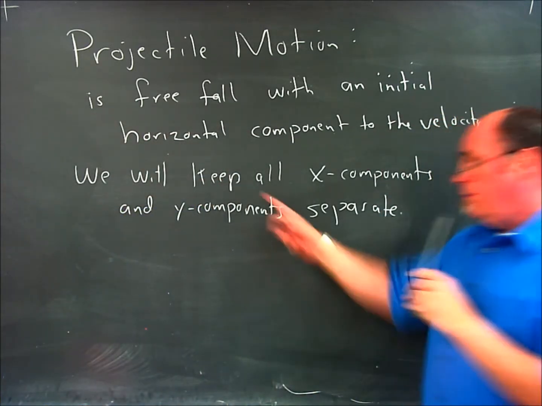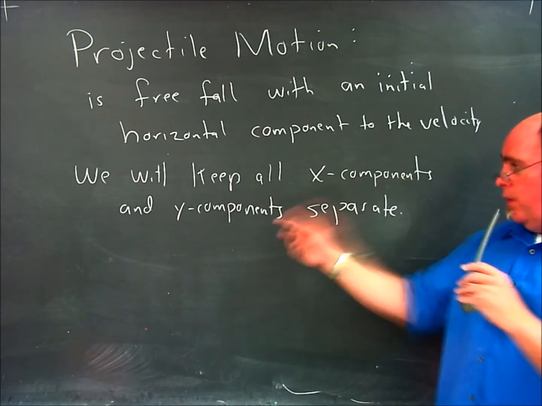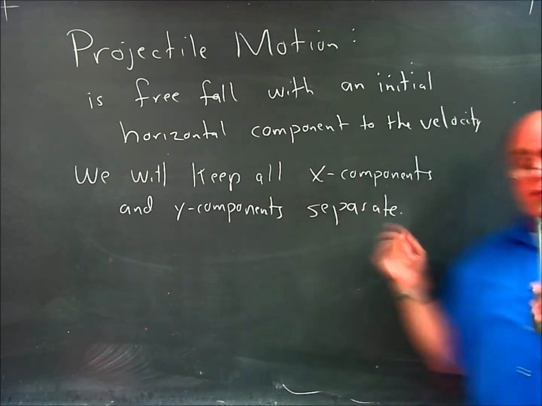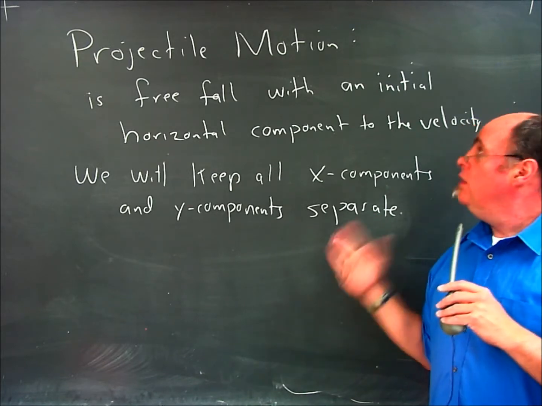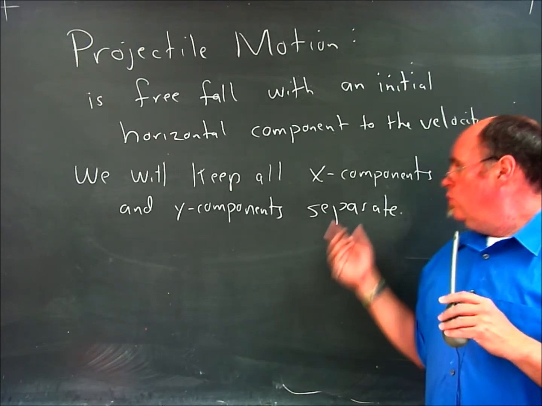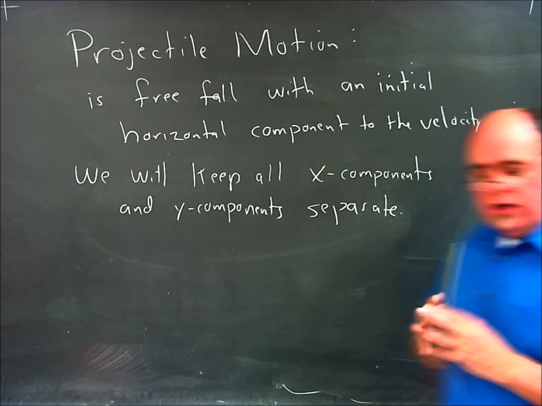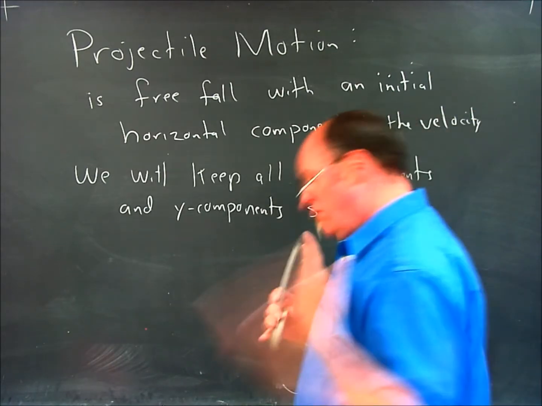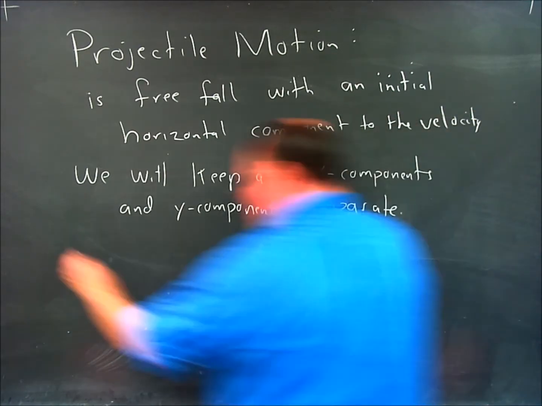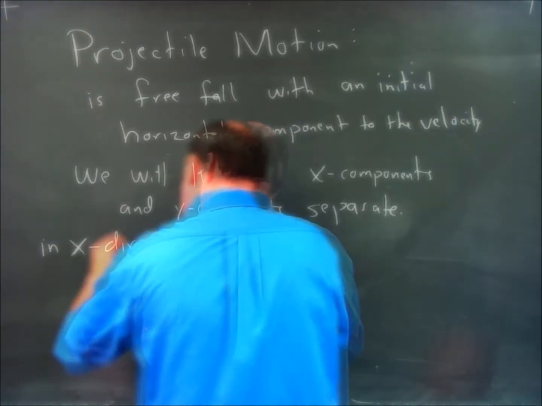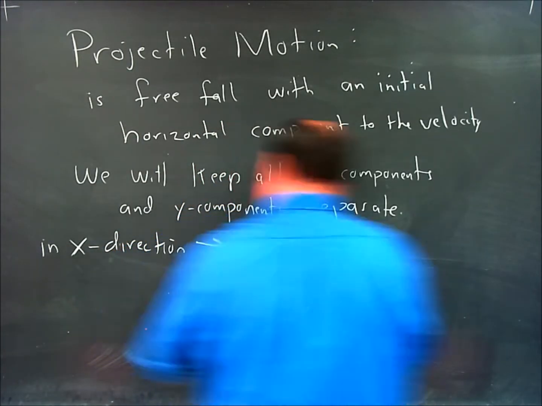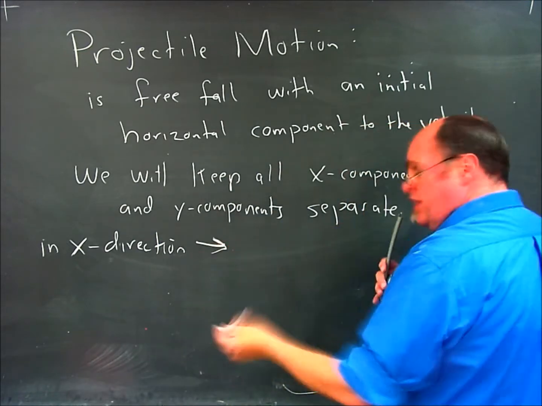If we keep the x components and the y components separate, we're basically going to be focusing on a one-dimensional problem. When we talk about the x direction, it's going to be going at a constant velocity. So in the x direction, we'll be talking about a constant velocity.